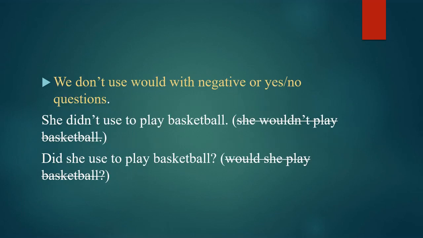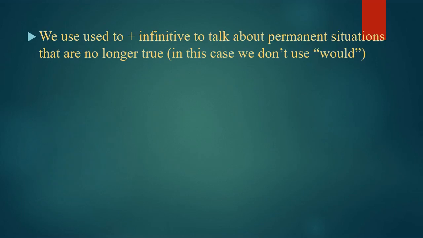We don't use would with negative or yes and no questions, as I mentioned before. She didn't use to play basketball, and we cannot say she wouldn't play basketball. Did she use to play basketball? And we cannot say would she play basketball? It is wrong.